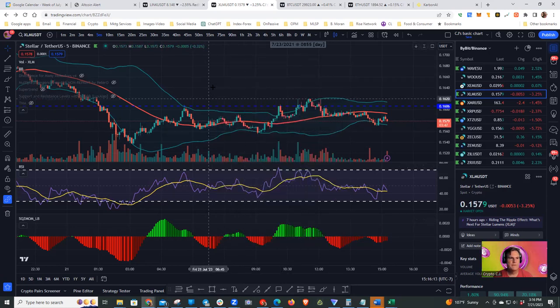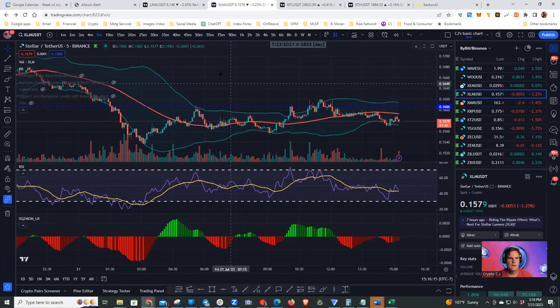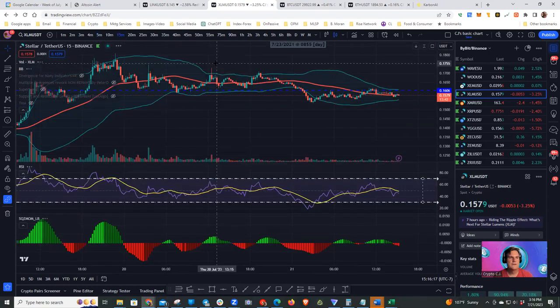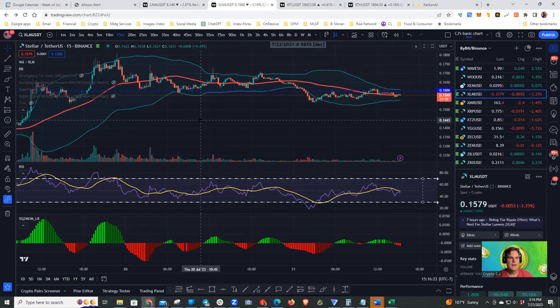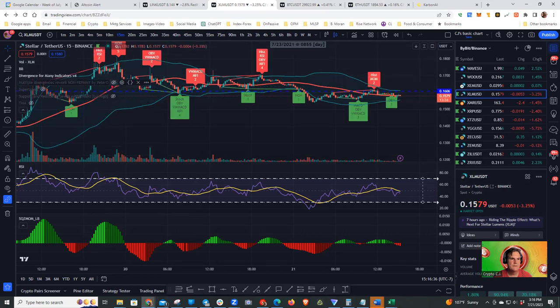But as you know, I prefer 15 minute charts and indicator alerts. So I will go over this setup briefly, and then I'm going to show you a new setup that I've been testing for the last few weeks. It looks really promising. Okay, on Stellar at the moment, let's look at Divergence.